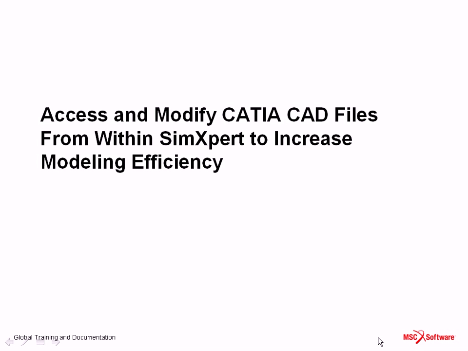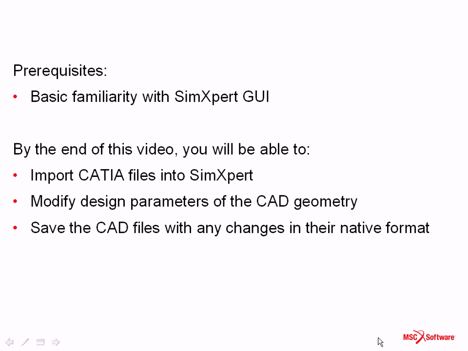This video will improve your ability to collaborate and make changes in the design process as a result of working directly with CAD source files using SimXpert. As a prerequisite, you should have a basic familiarity with the SimXpert GUI, and by the end of this video you will be able to import CATIA files into SimXpert, modify design parameters of the CAD geometry, and save the CAD files with any changes in their native format.